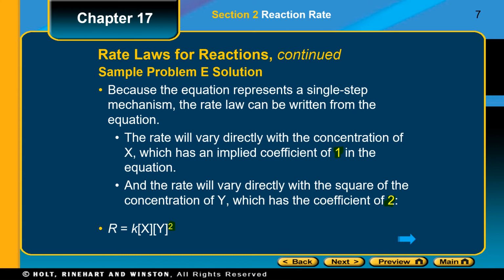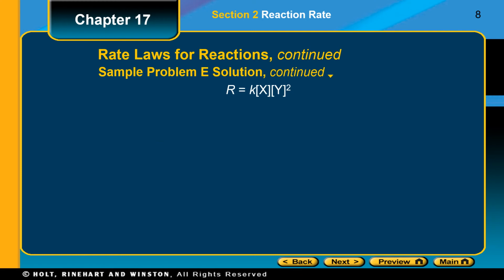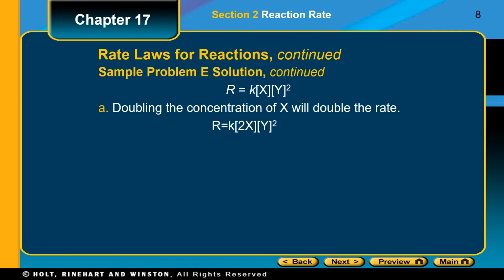Okay, so now taking that rate law, let's answer the 3 questions that they want us to solve. So let's look at the rate law first. Okay, we have R equals K, and then it says we're doubling the concentration of X. So in place of X, we're going to write 2X. And then nothing's changed in Y, so we're just going to leave it the same. So it'll be Y squared.